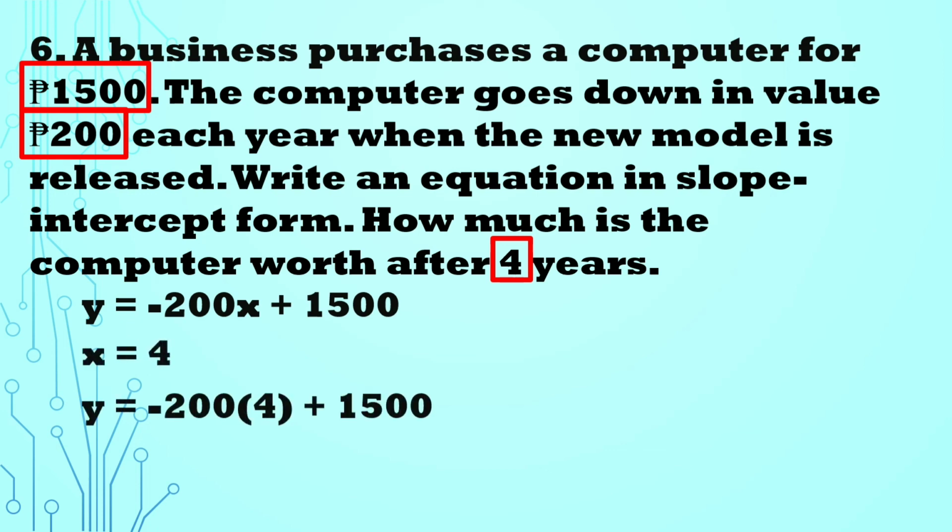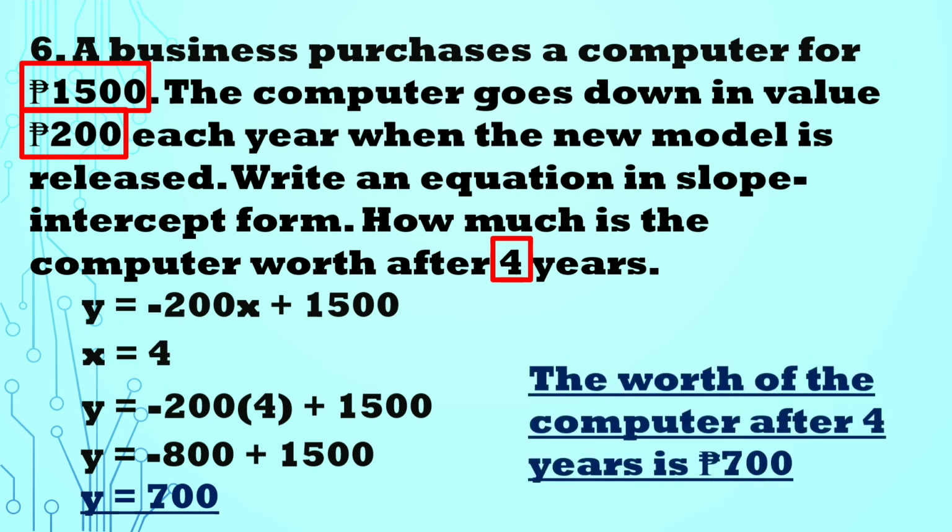So, we have y equals negative 200 times 4 plus 1,500. So, negative 200 times 4 is negative 800. So, we have y equals 700. Kasi negative 800 plus 1,500 is equal to 700. So, meaning to say, after 4 years, ang magiging price po ng ating computer ay 700. So, the worth of the computer after 4 years is 700. So, yan po yung ating magiging answer.